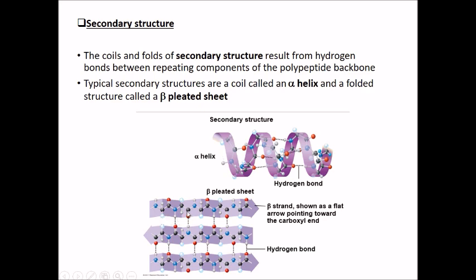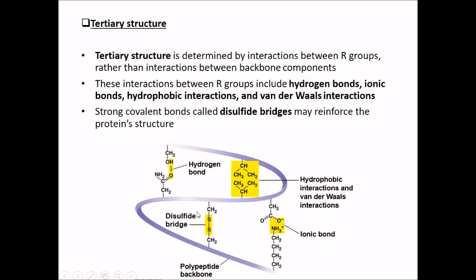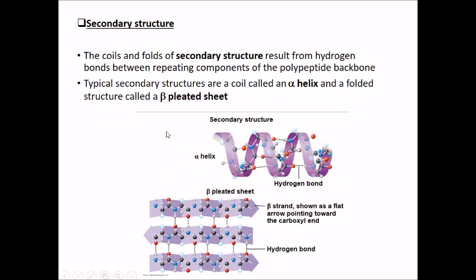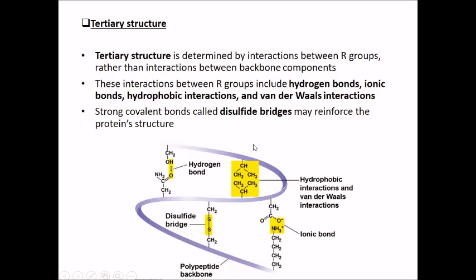Okay, this one is known as the beta pleated sheet structure. For the tertiary structure, it is actually caused by the interactions of R groups, from the R group of one amino acid to the R group of another amino acid. Different from secondary structure, secondary structure is actually the interaction between the backbone of one amino acid and the backbone of another amino acid.